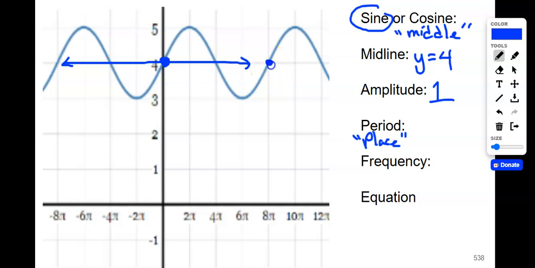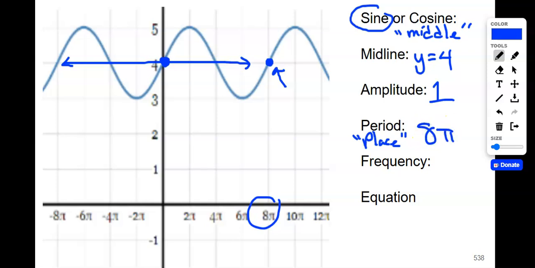Oh, it's actually right here. So I heard a lot of nows. I appreciate the participation. So here's why it's here, because I'm in the middle when I start. I got to go through the top part of my cycle, and I got to go through the bottom part of my cycle. And this is the first time I've repeated. Where am I at? I'm at 8 pi. So the place I first repeat, 8 pi.